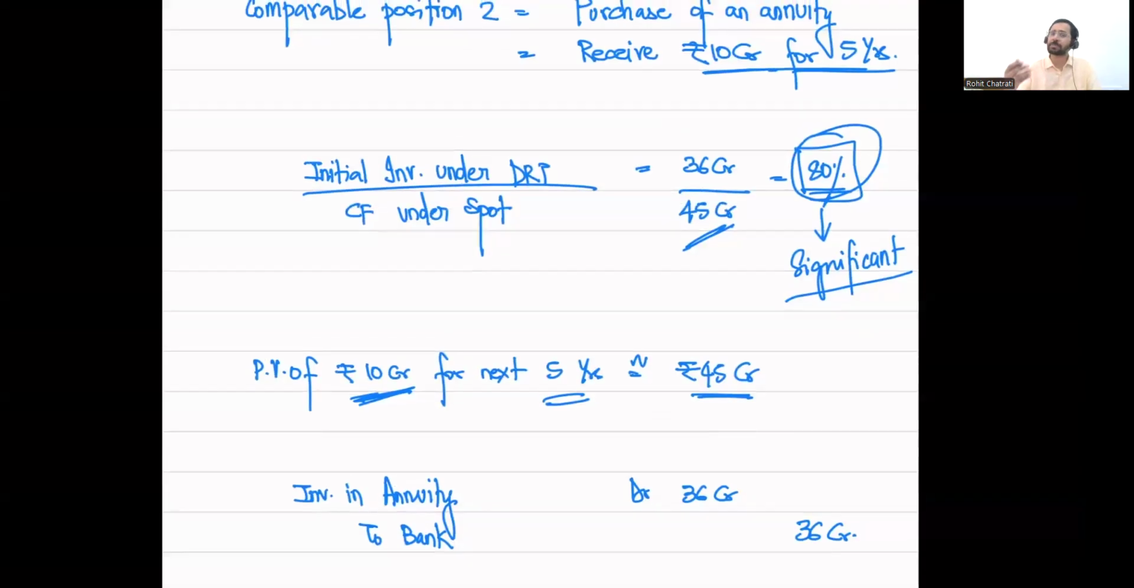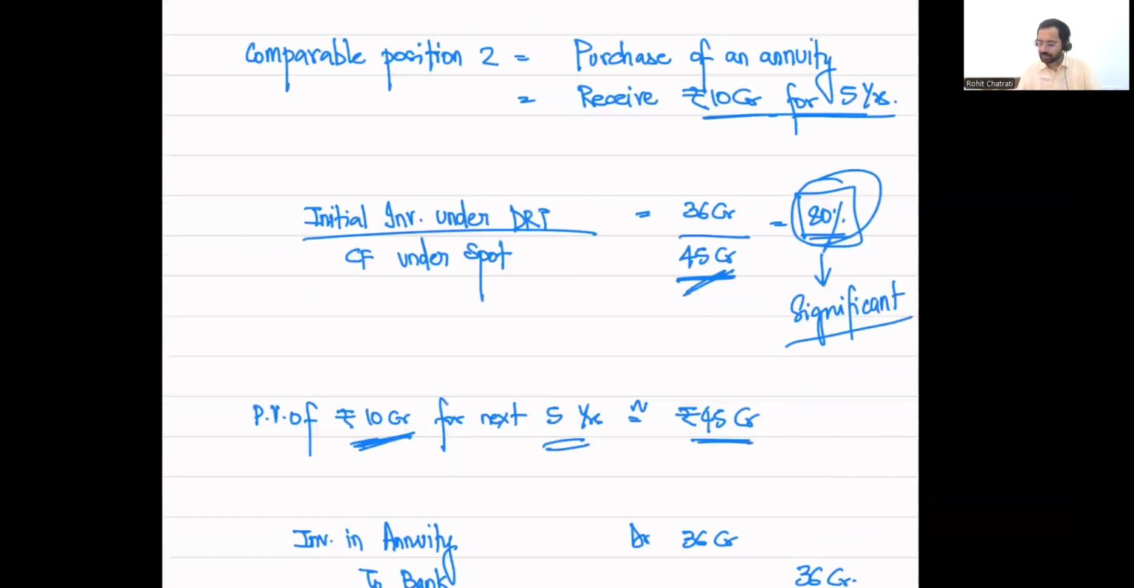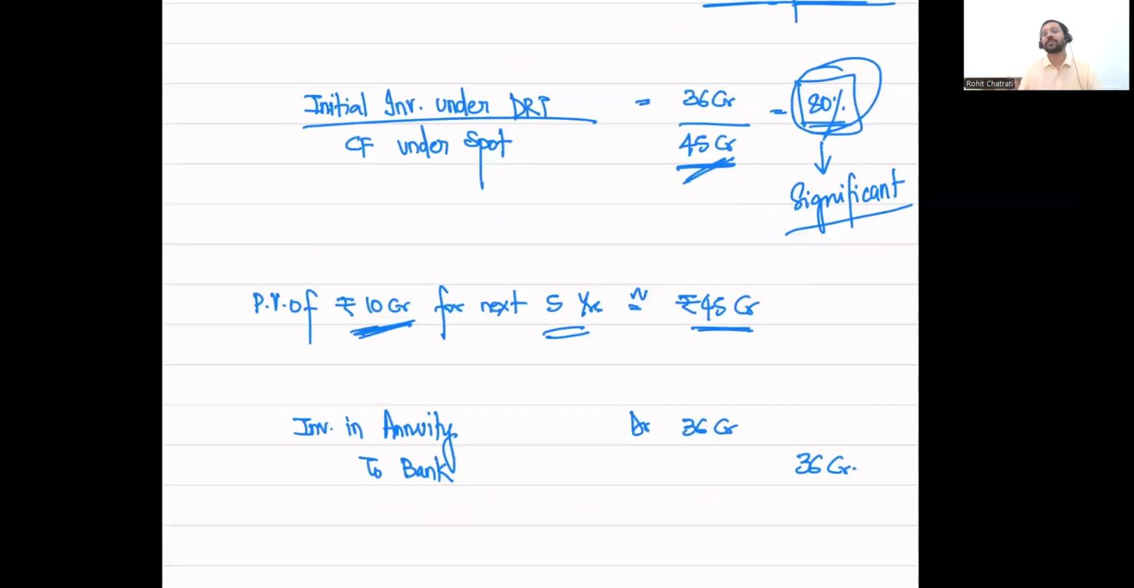And obviously, the 80 percentage is calculated based on my own cooked up numbers, because over here, 45 crores, I did not have any scientific calculation. I just randomly plotted it as 45 crores. So the percentage could actually be higher as well. So now this contract is not going to be accounted as derivative, and instead it will be accounted for as if we purchased an annuity itself from the market.